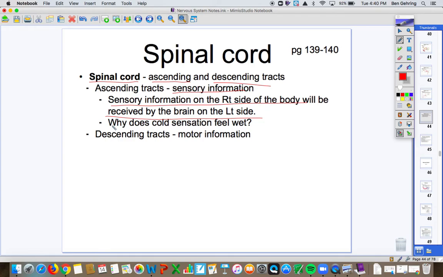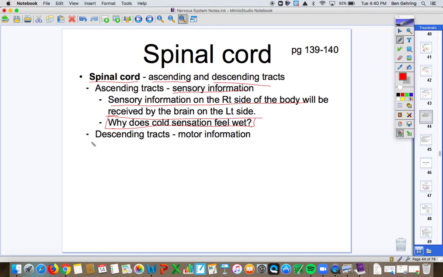Cold sensations. Why do cold and wet feel the same? Those fire the same receptors, and so they target the same response. Your body can't tell the difference between wet and cold. Your reaction is the same because your body does the same thing in both circumstances.